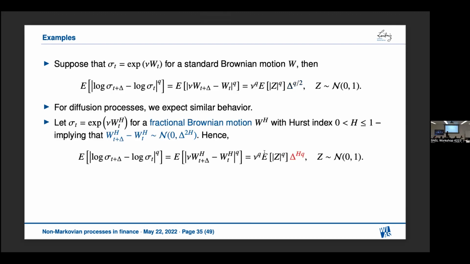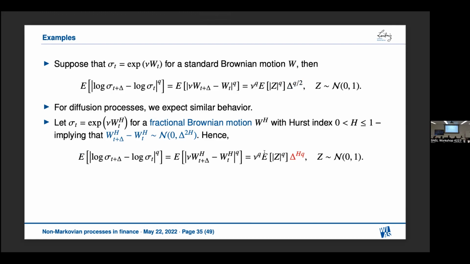On the other hand, Eduardo will introduce fractional Brownian motion in full detail, but for now I'm just saying there is a process, fractional Brownian motion, which has this scaling behavior. So the increments are normally distributed, but with a variance delta to the 2h.